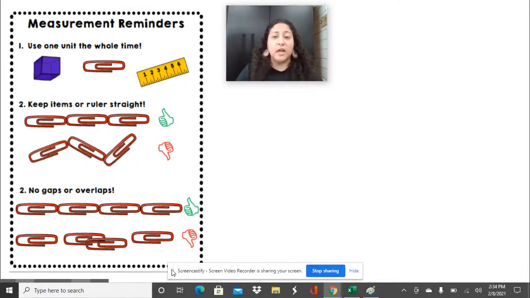Today, we will continue talking about measurement. Remember, yesterday we used non-standard measurement tools, which were the cubes. Paper clips are also another non-standard measurement tool. Today, we're going to focus on using a standard measurement tool, which is a ruler.